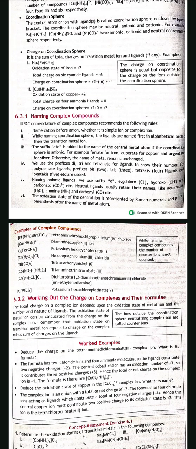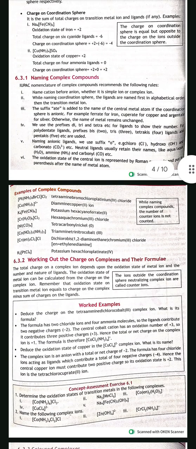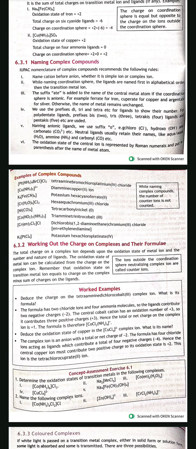Charge on the coordination sphere. It is the sum of total charges on transition metal ion and ligands. Example is Na4[Fe(CN)6]. So oxidation state of iron here is +2. The total charge on 6 cyanide ligands is -6. So the charge on the overall sphere is +2 -6, which is -4. For [Cu(NH3)4]SO4, oxidation state is +2. Total charge on 4 ammonia is 0, and charge on coordination sphere is +2.